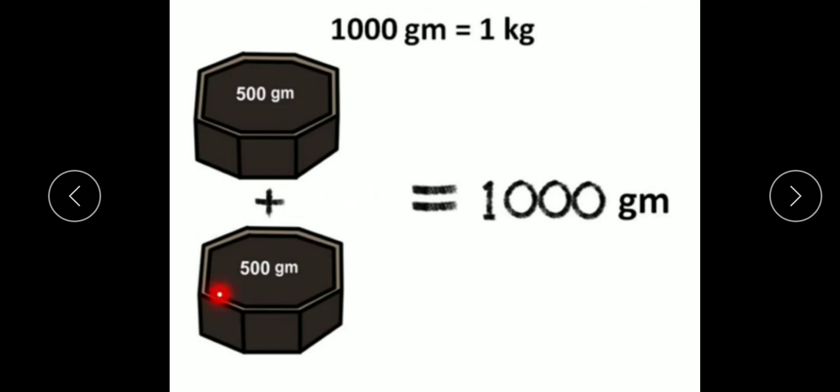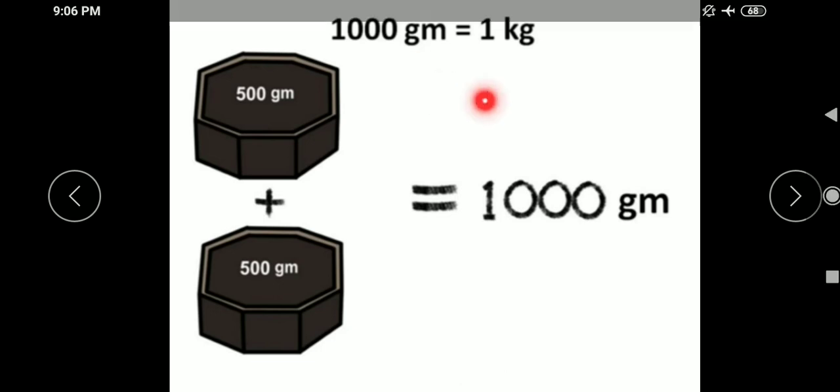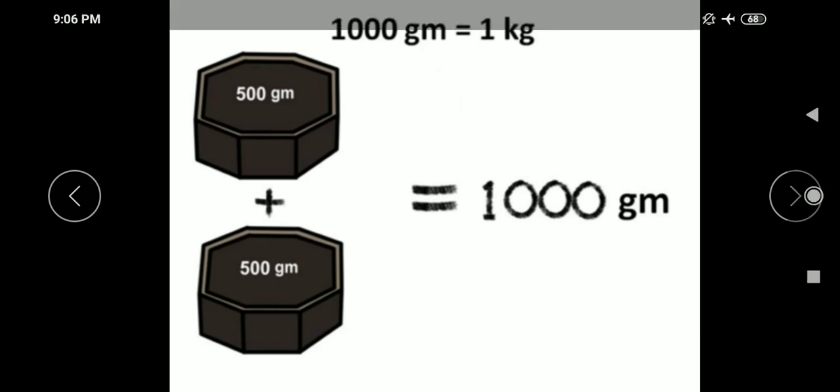Next children, see, this is the metallic weight of 500 gram. This is also the metallic weight of 500 gram. And 500 gram plus 500 gram is 1000 gram. It means 1 kg is equal to 1000 gram.